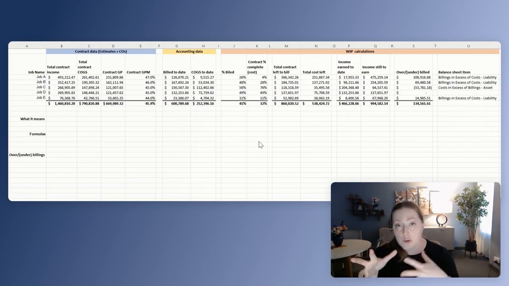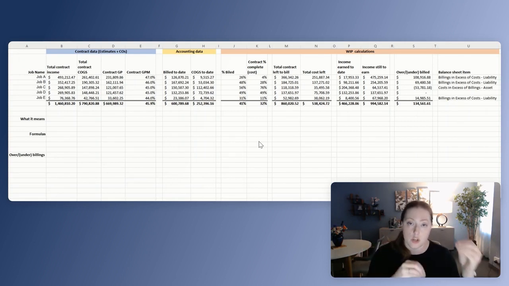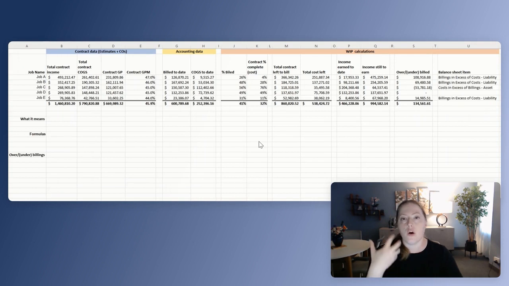Also, a note on overbilling and underbilling the jobs. When you are overbilling the jobs, it means that the percentage billed is more than the percentage of cost completion. And underbilling is exactly the opposite: when the contract percentage completion is more than what you have actually billed. That is a situation that you want to avoid.